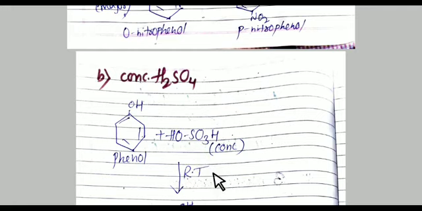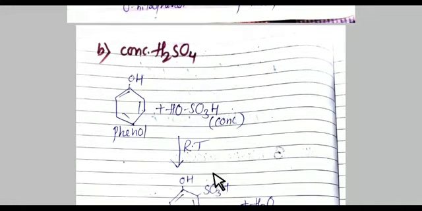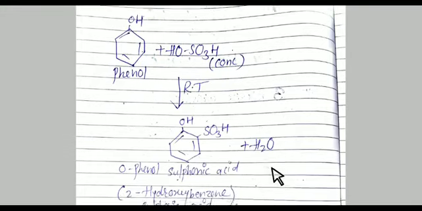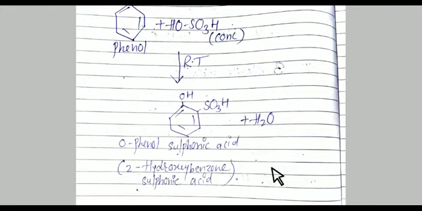Since the reaction is carried out at low temperature, the condition is at RT, meaning room temperature, and here orthosulfonic acid is formed, meaning the SO3H group is attached on the ortho position, and from this ortho position a hydrogen atom will be removed. It combines with the OH group and forms H2O. So it is the reaction whenever phenol reacts with concentrated sulfuric acid, orthophenol sulfonic acid will be formed and a water molecule will be removed.